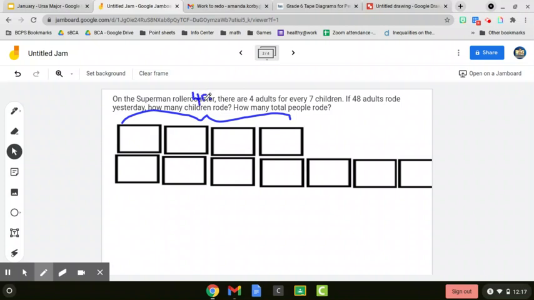Pardon my annotating right over the problem. And we've got 4 boxes equal to 48. So we have to ask ourselves, what number times 4 is equal to 48? 12. So each of these boxes is worth 12 adults, which means each of the boxes on the children's part of the tape is worth 12. So then to find the number of children that rode, we would do 12 times 7 and get 84.